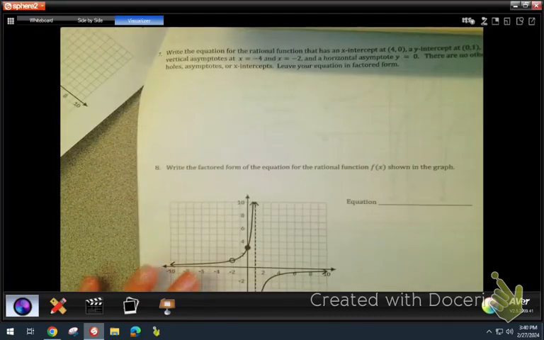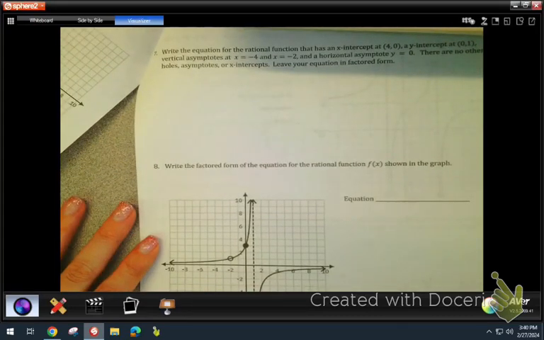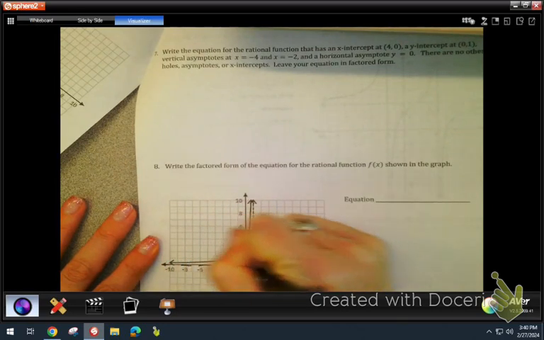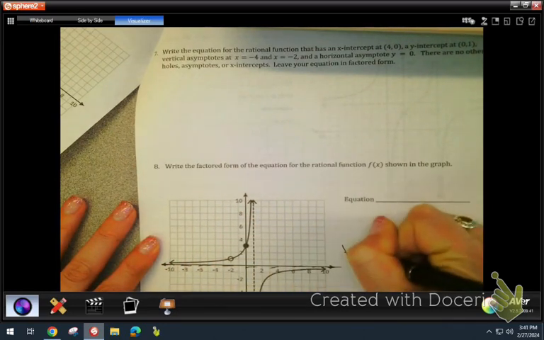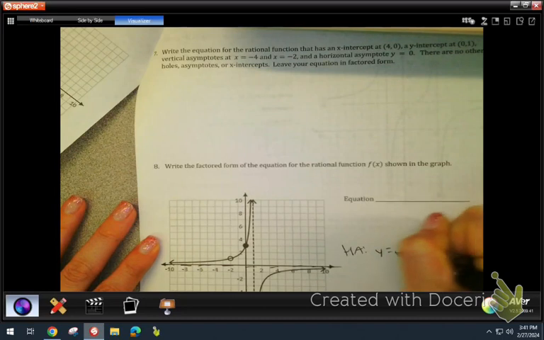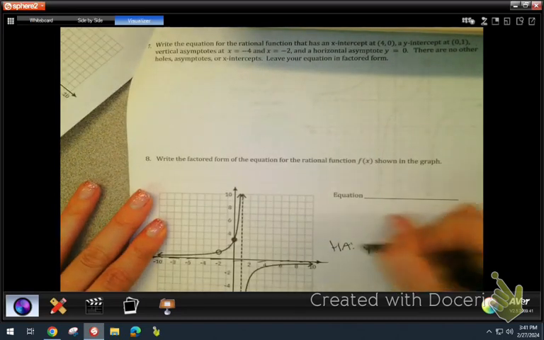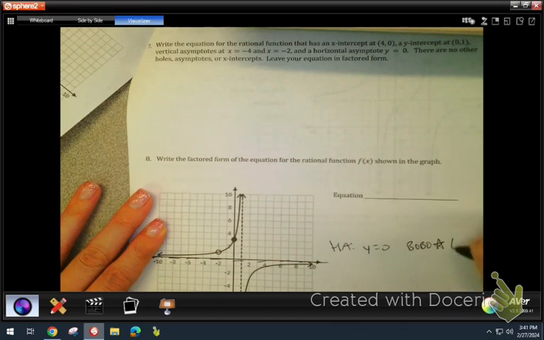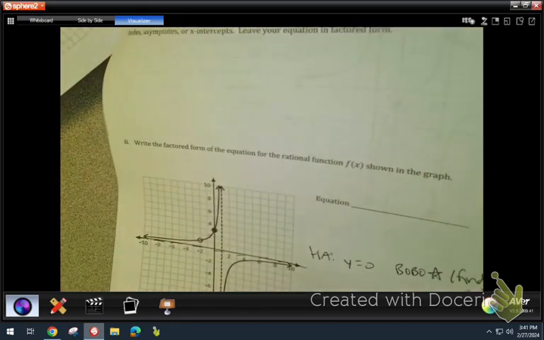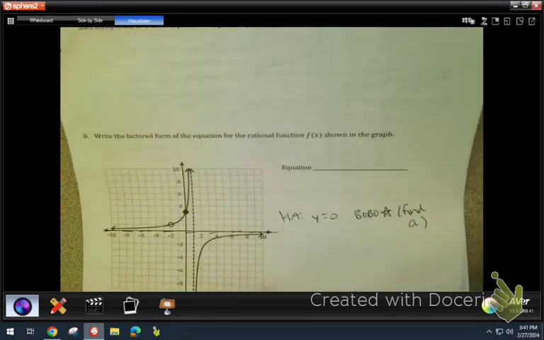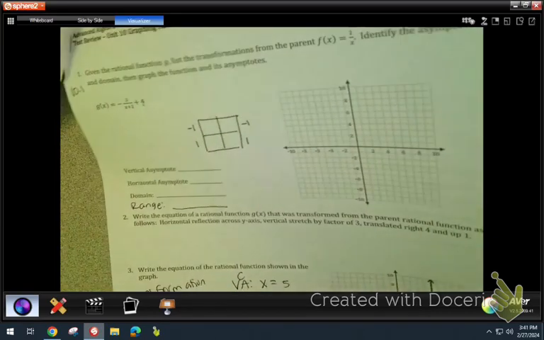What's your HA on number 8? 0. So what do you have to be careful about here? The coefficient. If your HA is y equals 0, what case are you in? Bigger on bottom, so what do you need to make sure you do? Find the A value. Use a point and find the A. If you don't know what I'm talking about, you need to figure that out real quick. And then 9's not bad either.